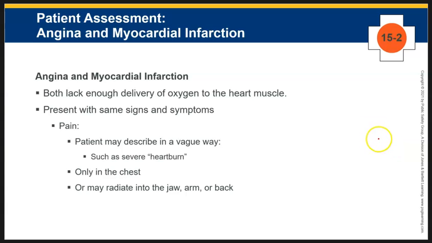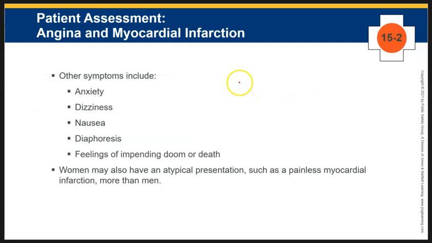In the case of angina or myocardial infarction, remember the cause is not enough oxygen getting to the heart muscle. They'll present with similar signs and symptoms. They may describe, again, the pain, and it may be only in the chest, but it may include that radiation as well. Other signs and symptoms include anxiety, nausea, diaphoresis or sweating, and along with that anxiety, feelings of impending doom or death. Women may present atypically.